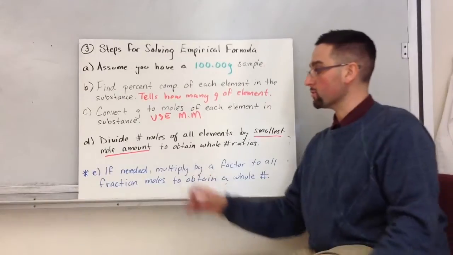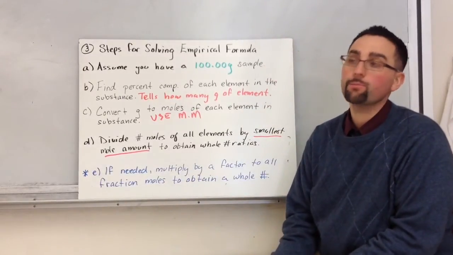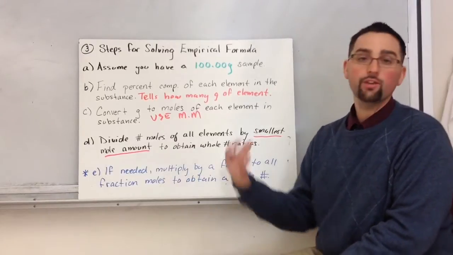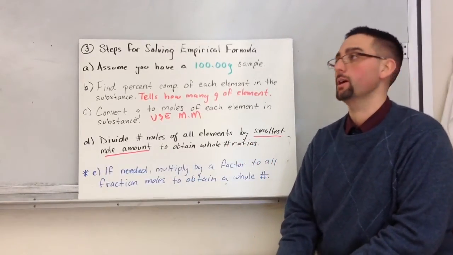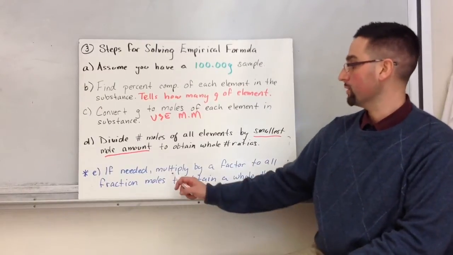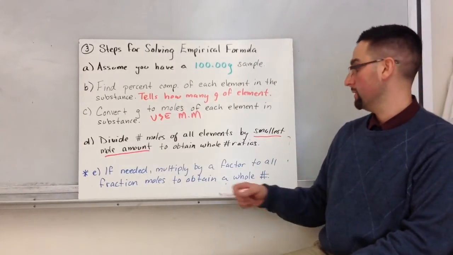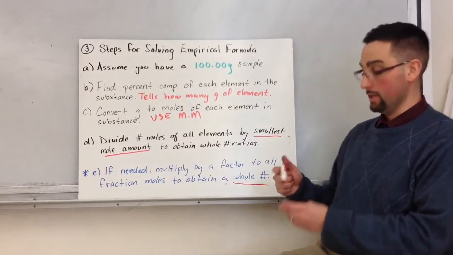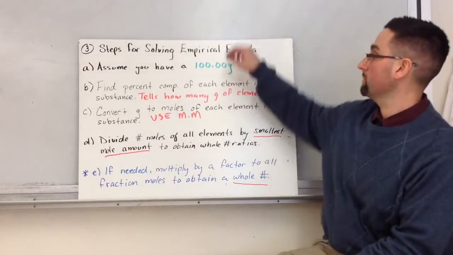And step E here is sort of a tidbit here. You don't always have to do it in problems. Let's say you get molar ratios that are not perfect numbers, 1.5, 2.3, okay, not whole numbers. You're going to multiply decimals by a factor that gets you back to a whole number. And I'm going to show you an example of that in the next couple of problems here. All right.